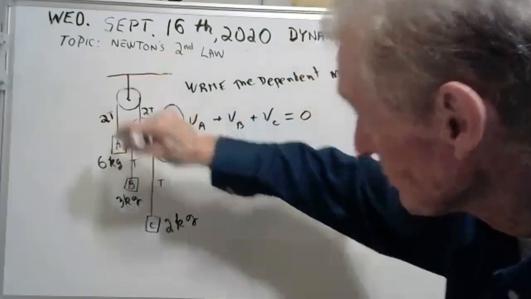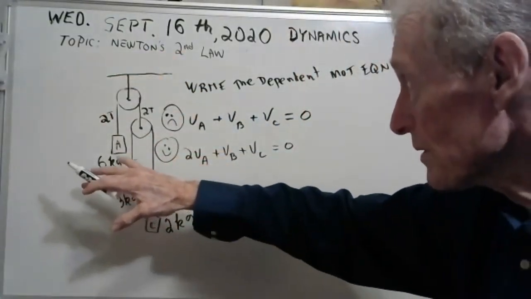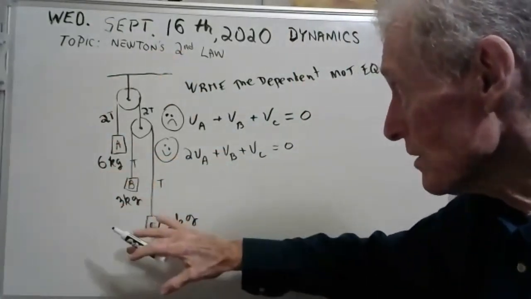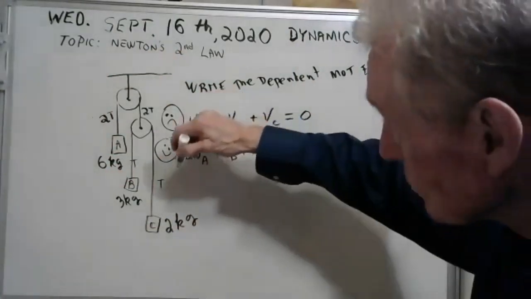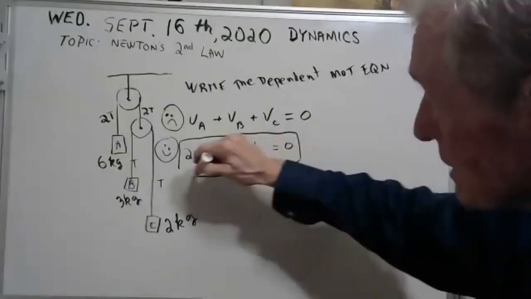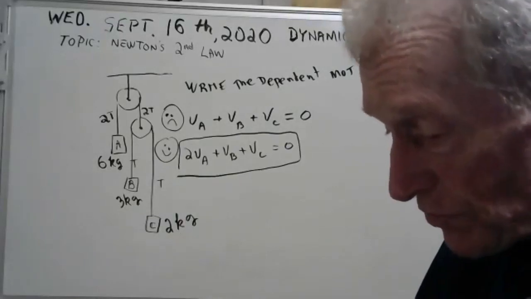And so Ryan did great. You've got 2 tensions on A, but only 1 tension on B and only 1 tension on C. That's it. This is the correct dependent motion equation. Now, what we really need, though, is to take the derivative of that.